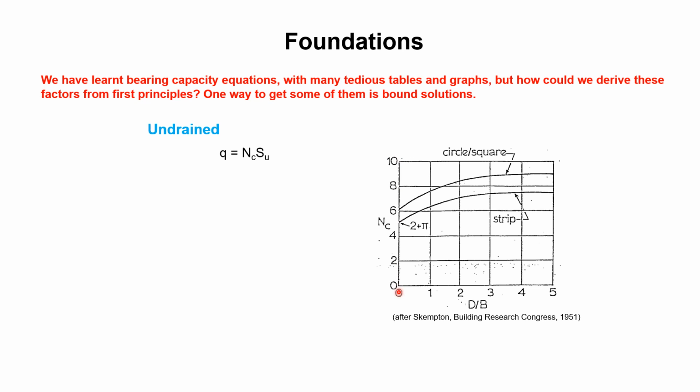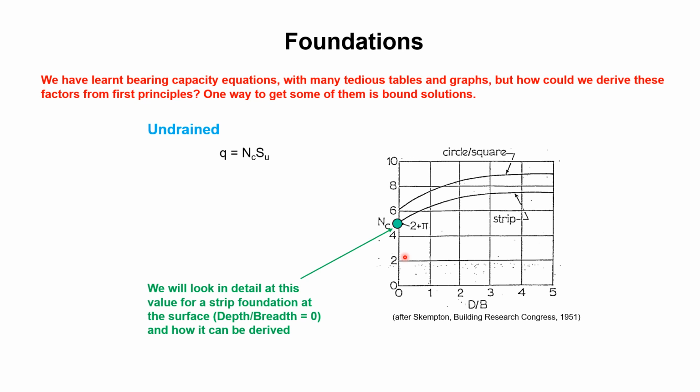NC, the bearing capacity factor, plotted against depth to breadth ratio. We're going to spend an awful long time now just looking at how to get one of these numbers. This is for a strip foundation at 0 depth, so d over b is 0. And you notice the solution is 2 plus pi. That's 5.14. Keep that in your mind.